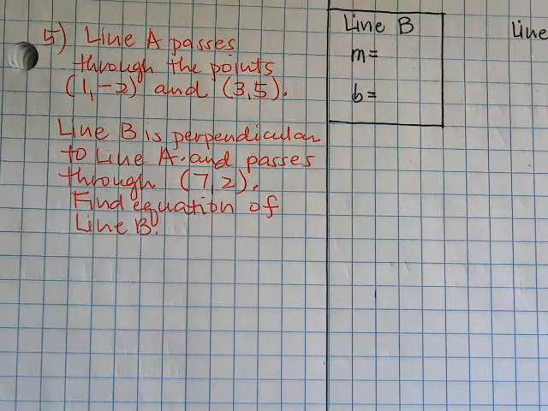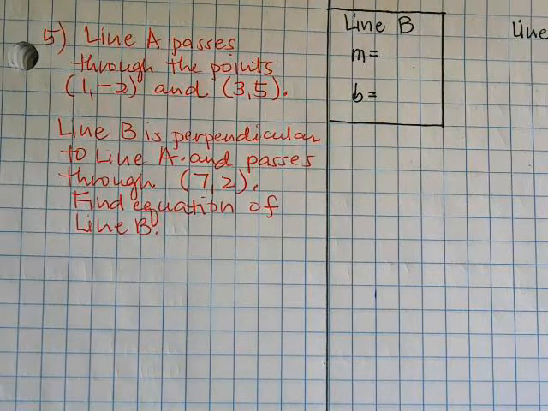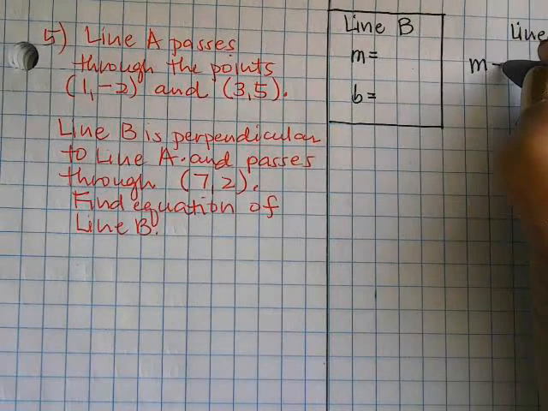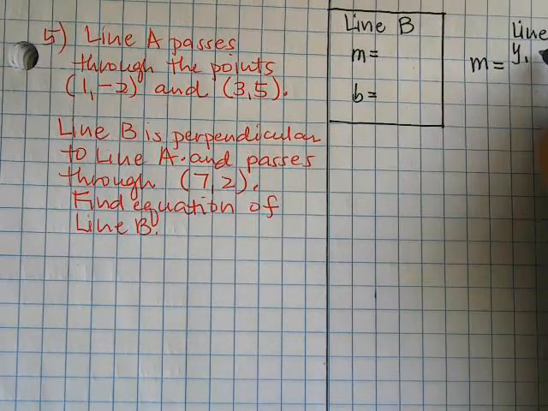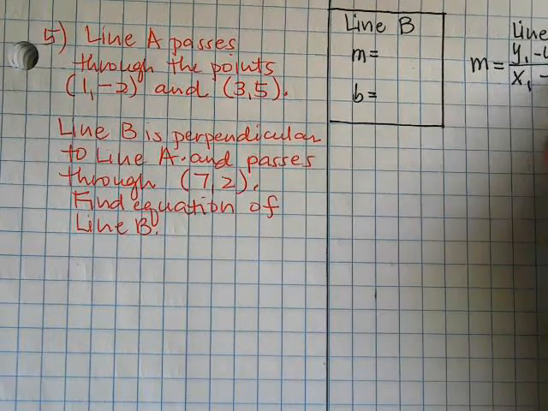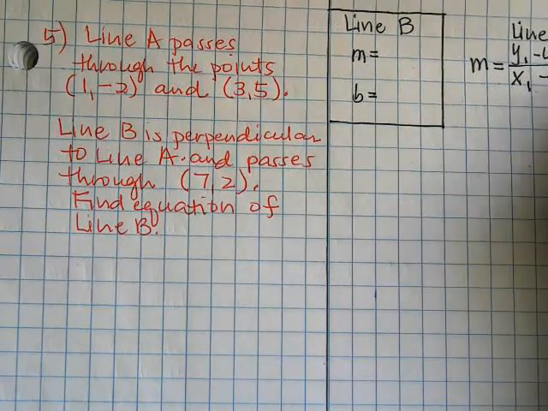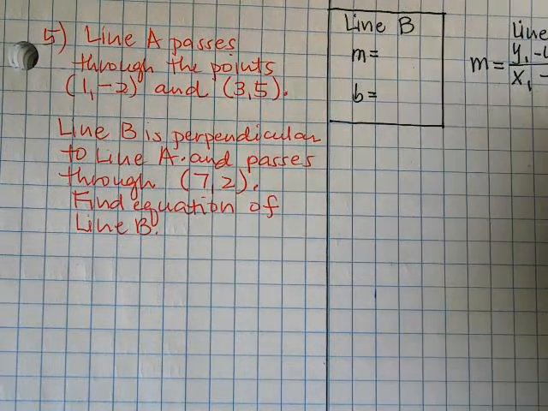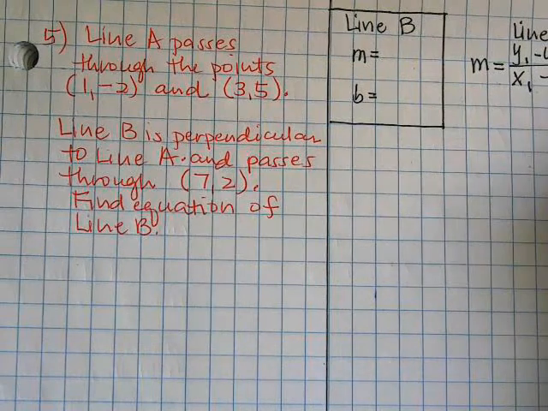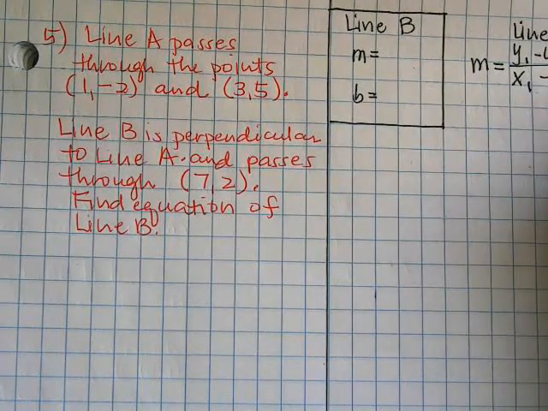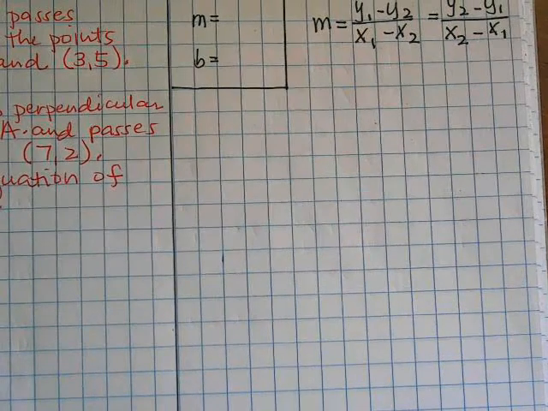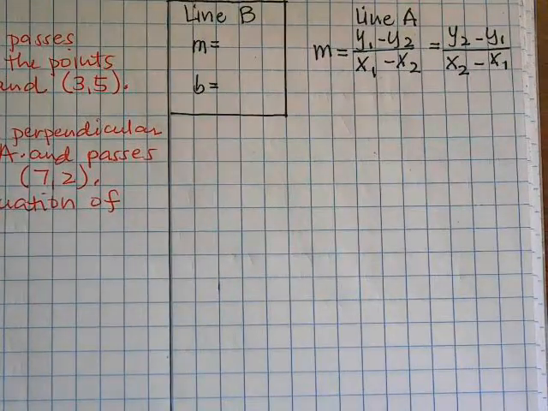So slope of line A, I hope you remember the slope formula. The slope formula given 2 points is y sub 1 minus y sub 2 all over x sub 1 minus x sub 2. Or you can also exchange this and start with y sub 2 minus y sub 1, as long as you start with x sub 2 and end with x sub 1. So I hope you remember this formula from your algebra 1.